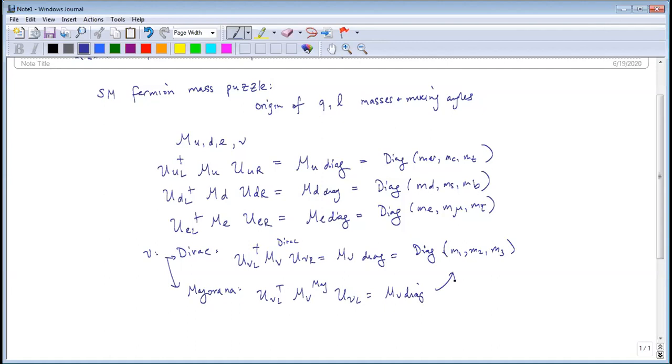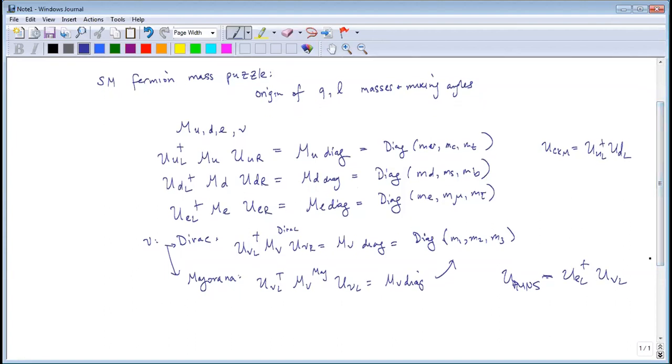And of course, we had the CKM, which I'm now going to go back to my standard notation and just call it U_CKM rather than B, U_UL dagger U_DL, and then the neutrino, the lepton sector mixing is the PMNS matrix, which is U_EL dagger U_UL in this notation. Okay. So the idea is, of course, to come up with a theory of these parameters.